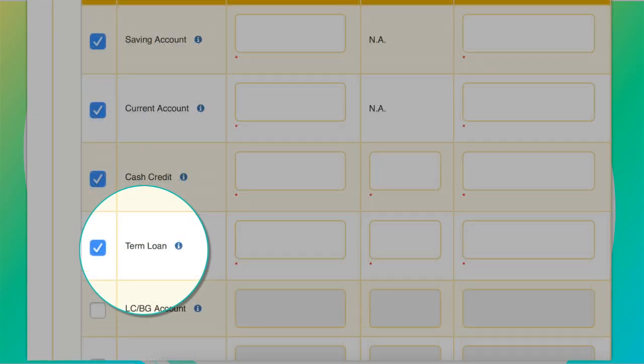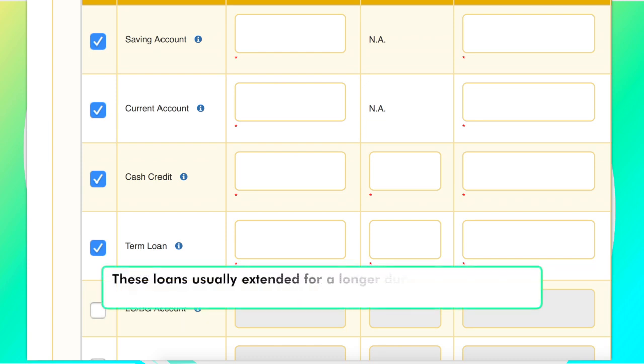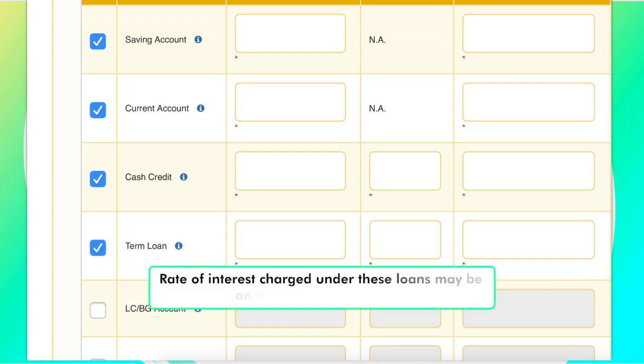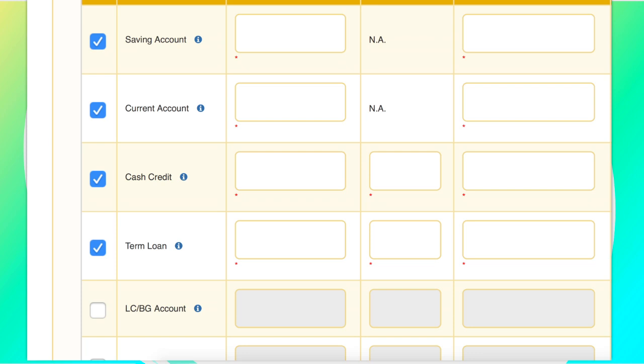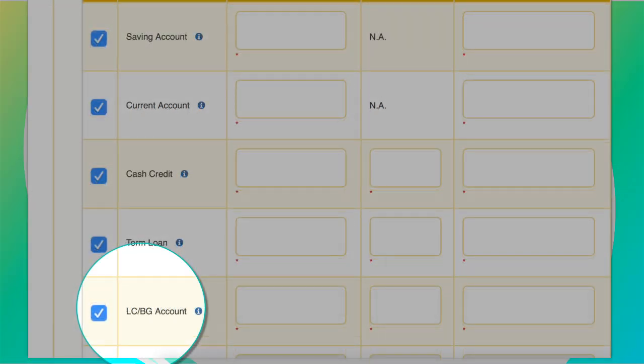A term loan is simply a loan that is given for a fixed duration of time and must be repaid in regular installments. These loans usually extended for a longer duration of time, which may range from 1 year to 10 or even 30 years. Rate of interest charged under these loans may be on a fixed or floating basis, which will vary with market fluctuations. Term loans are mostly used as small business loans. Letter of credit or bank guarantee.